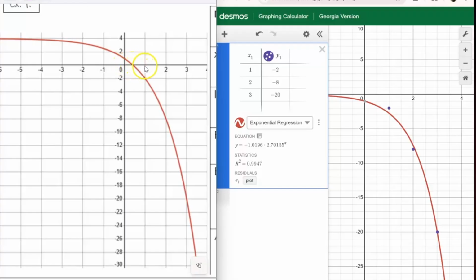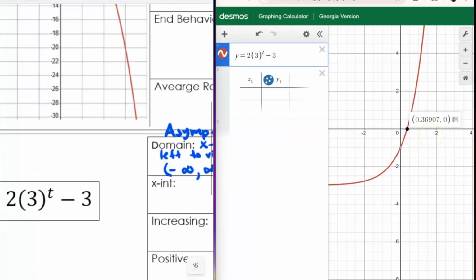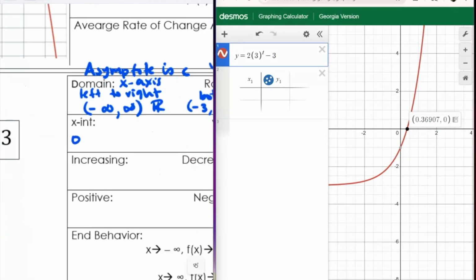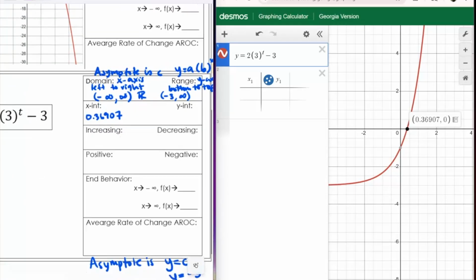So it's between 0 and 1, but what? You can give me your best estimate of that. Usually the numbers they would give you on a test or the EOC would be numbers where it would zoom fit perfectly, but I'm going to look into this further. For right now, just finish everything using the physical graph. So for me, it is 0.36907. All right, so that's where it crosses the x-axis.